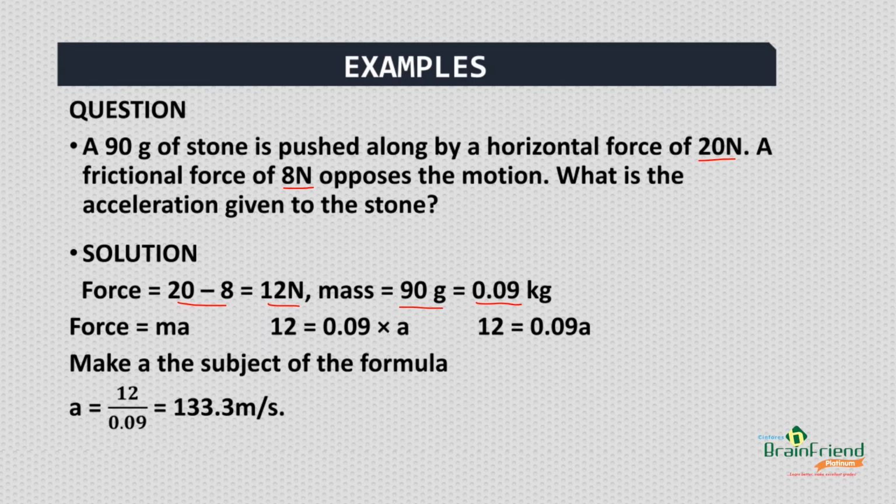You remember the formula for force, which is F equals ma. So, using the figures given, our force is 12, our mass is 0.09, but acceleration is not given. So, we have to find acceleration. Now, let's make acceleration the subject of the formula, which is a equals F over m. By making acceleration the subject of the formula, we have acceleration is equal to 12 over 0.09, which gives us 133.3 meters per second squared.